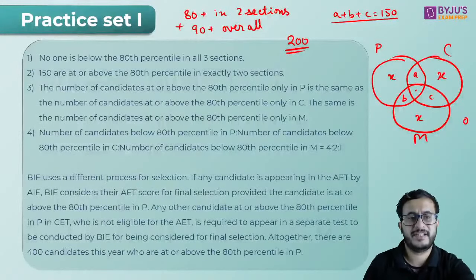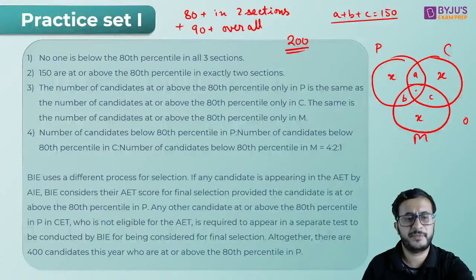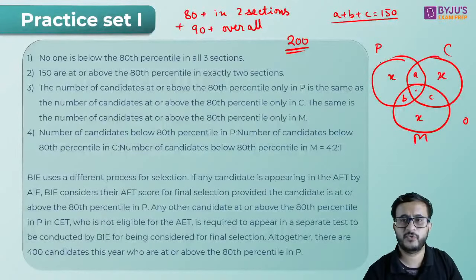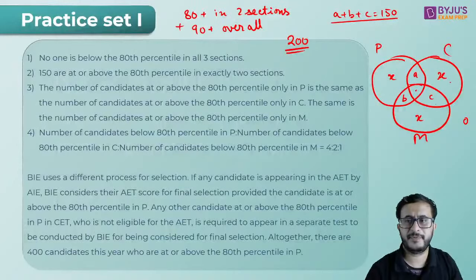So these circles, these Venn diagrams represent the number of people who are above 80 percentile in different sections. Okay. So if we see this, these are the people who are above 80 percentile in P, right? So below 80 percentile will be C plus 2X. Okay. Below 80 percentile in P.